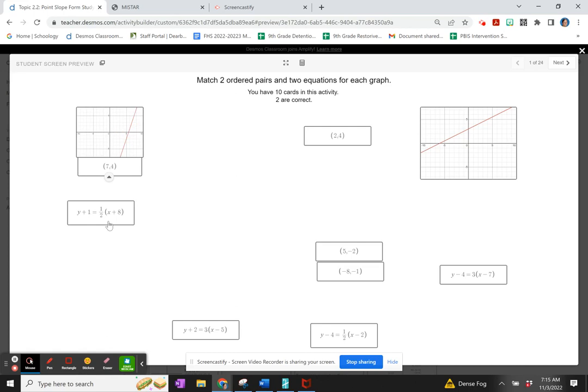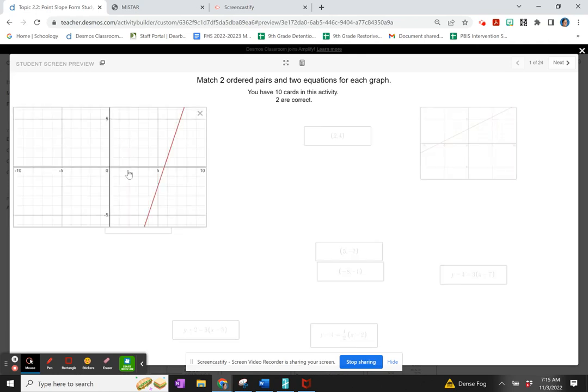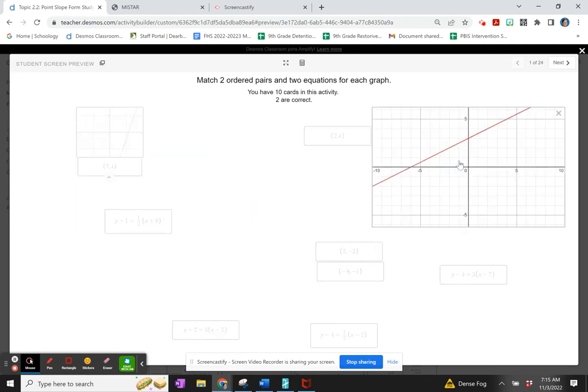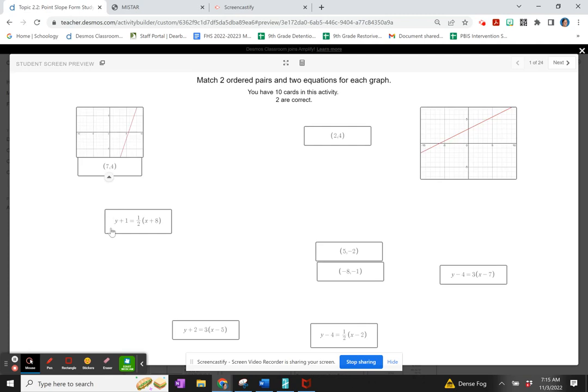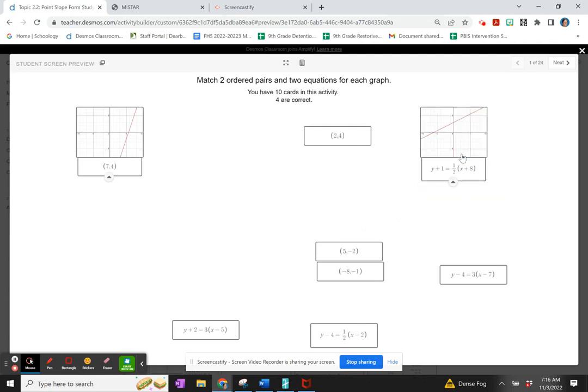Now for this equation, I know my ordered pair is -8, -1. So I'm going to see if -8, -1 is on this graph. No, it's not. So I'm going to see if it's on this graph. Here's -5, 6, 7, 8, and then -1. So this equation actually represents that graph. And you're just going to do that for all of these pieces.